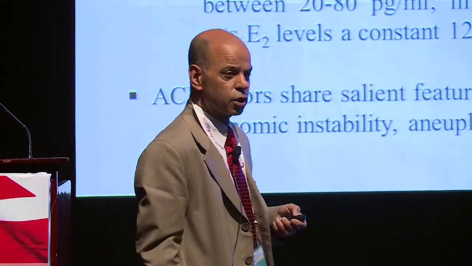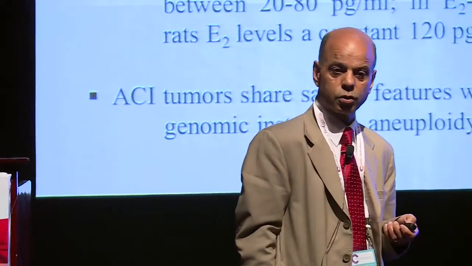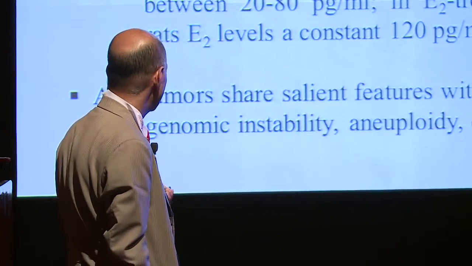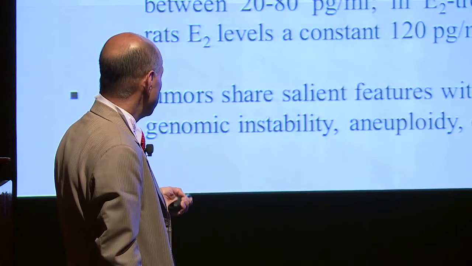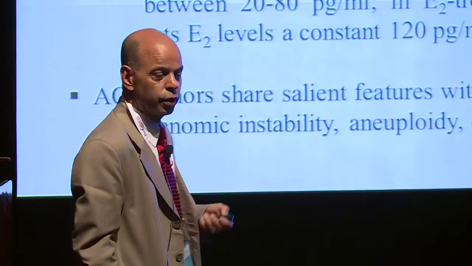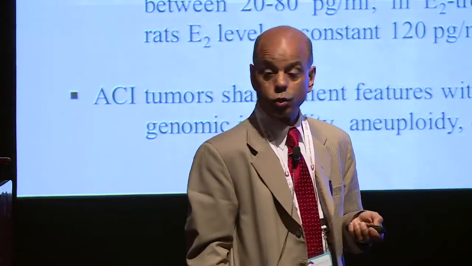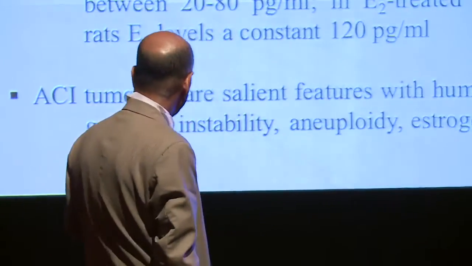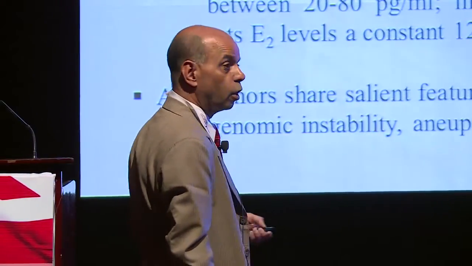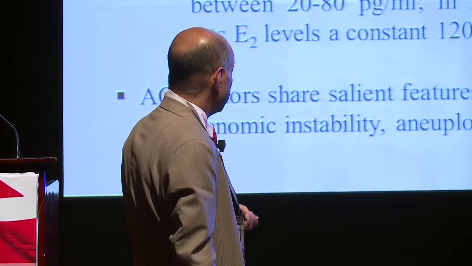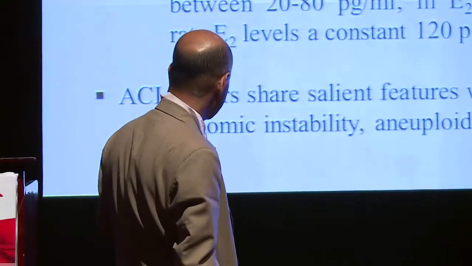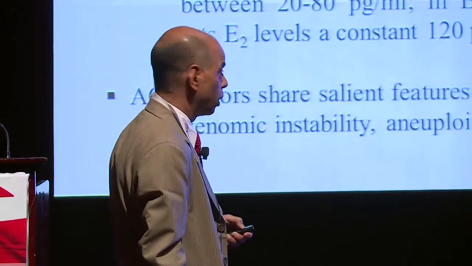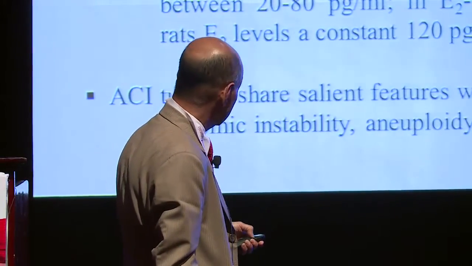And there's always a question, because you use an exogenous source of estrogen, are you using higher doses. But if you look at the normal circulating levels, they are 20 to 80 picograms per mL, but if you give these 3 milligram pellets, the circulating levels are 120. It's a little bit higher, but not supraphysiological. And this tumor model shares many of the histopathological and biochemical features with human breast cancers, such as genomic instability, aneuploidy, and estrogen dependence.